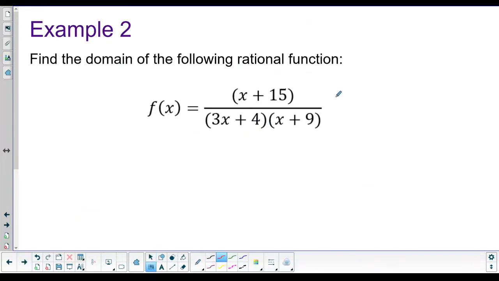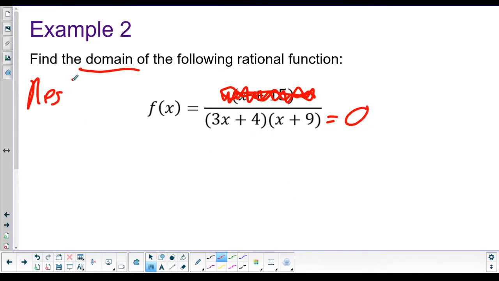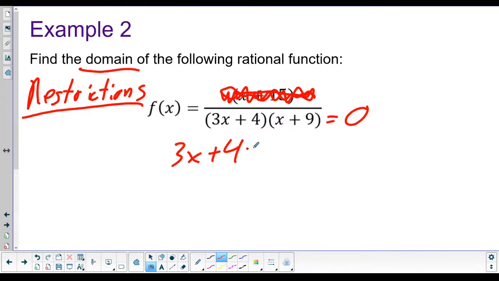All right, so here, again, we don't really care what the roots are. So the top, not important. Don't even look at the top. We're asking about the domain, and the only thing that affects the domain is the bottom. So we're going to set the bottom equal to 0, and we're going to solve for our restrictions. So set this equal to 0. 3x plus 4 equals 0.